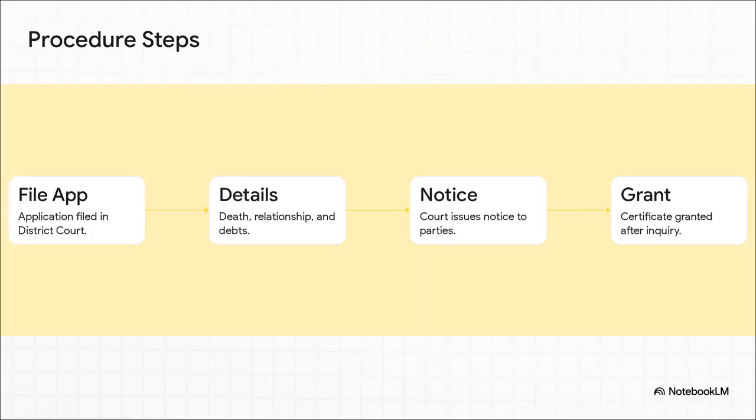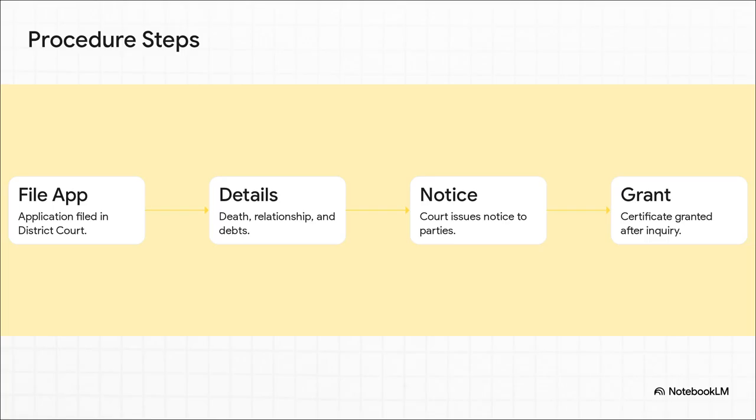Next, let's look at the procedure. 1. Application filed in district court. 2. Contains details of death of deceased, relationship of applicant, debts or securities. 3. Court issues notice to interested parties. 4. After inquiry, certificate is granted.